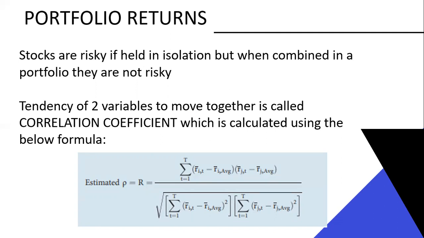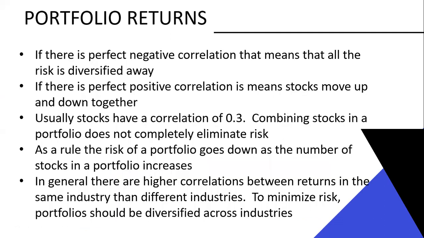Another term that is introduced in this chapter is the correlation coefficient. And this is the tendency of two variables to move together. So let's say there are two stocks in your portfolio and you want to see, okay, do the prices of both of these stocks always increase at the same time and decrease at the same time? Well, you can figure that out by calculating the correlation coefficient. There's a rather long and a little bit complicated formula for calculating it, which is given over here. But it's important for you to understand exactly what the correlation coefficient is.